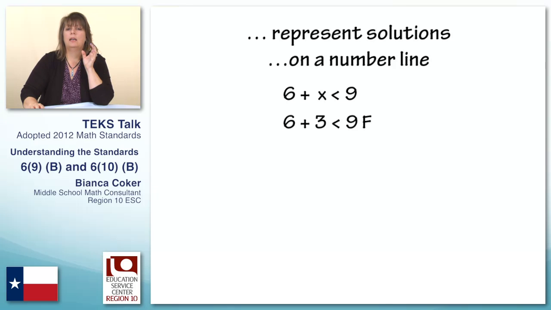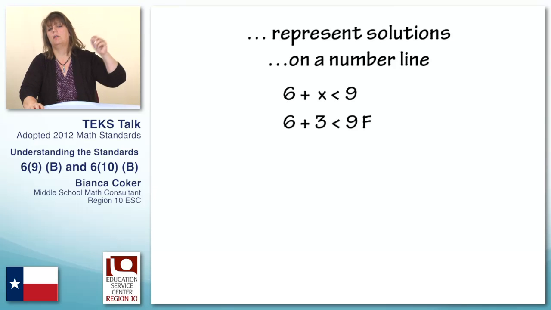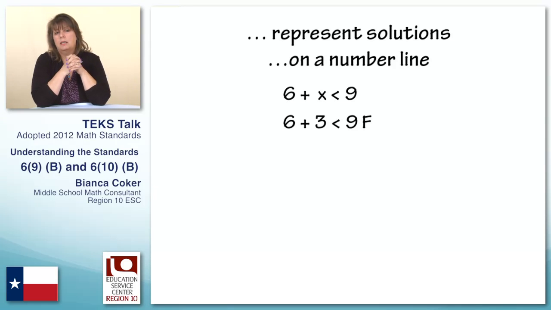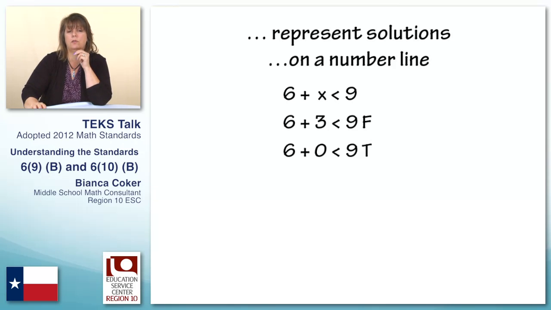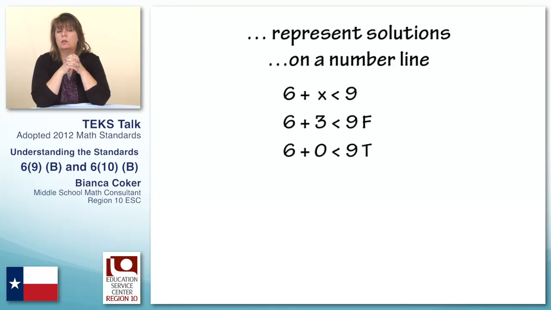Now, let's look at another point. Let's go to 0. 0 is one of my favorite test points. 6 plus 0, is that less than 9? Well, that's true, because 6 is less than 9, right? And then I'm going to go beyond 3 to a larger value. I'm going to choose 4. So in place of x, I'm going to put 4, and I'll have 6 plus 4. Is that less than 9? 10 less than 9? No, that's false.